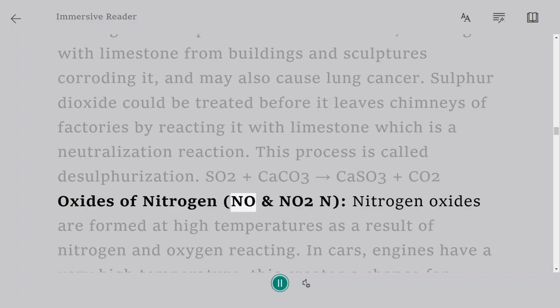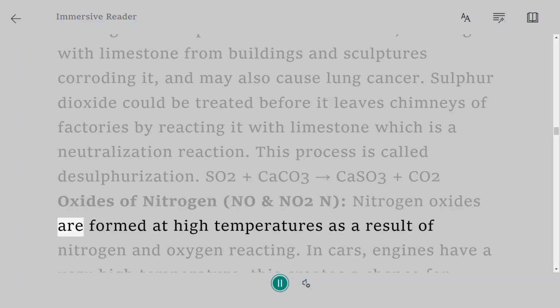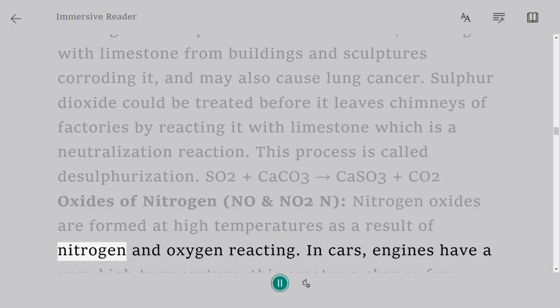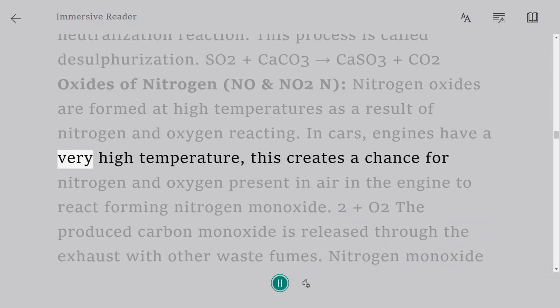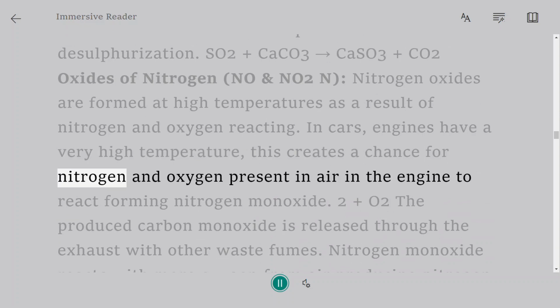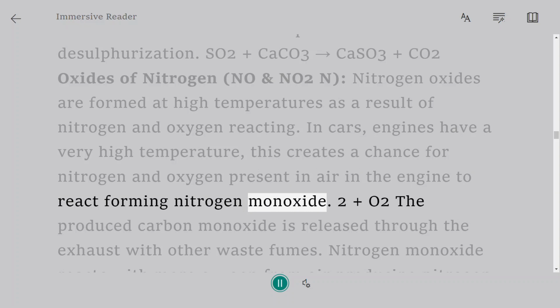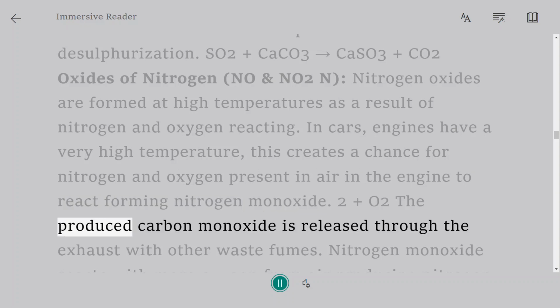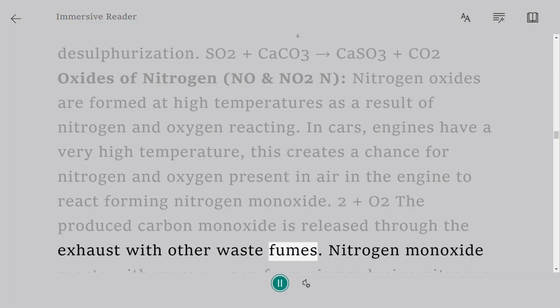Oxides of nitrogen, NO and NO2, are formed at high temperatures as a result of nitrogen and oxygen reacting. In cars, engines have a very high temperature. This creates a chance for nitrogen and oxygen present in air in the engine to react, forming nitrogen monoxide, N2 plus O2 gives 2NO. The produced nitrogen monoxide is released through the exhaust with other waste fumes.